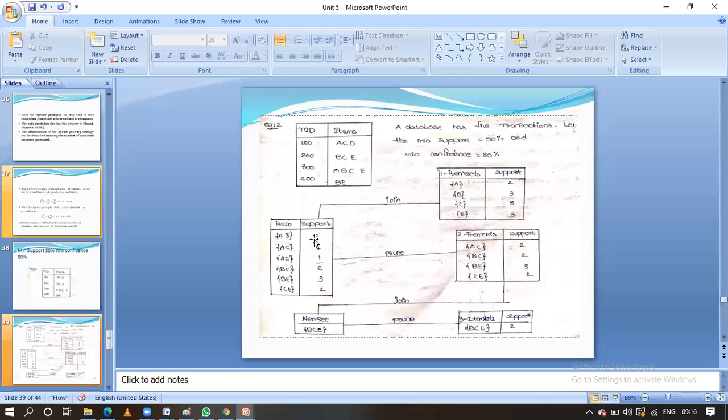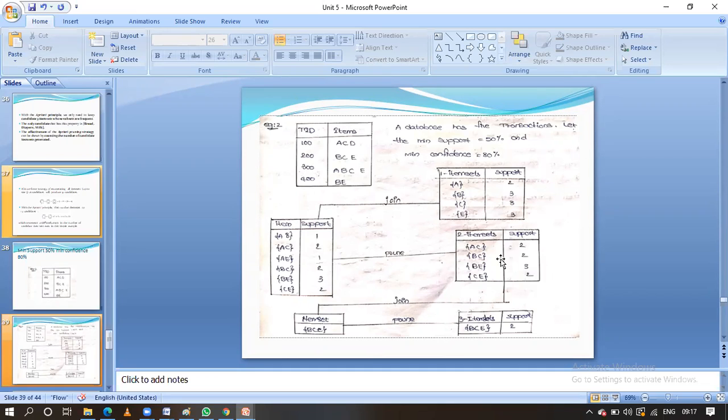Based on that, the ones with support less than the minimum support we have to remove here, guys. Like AB we have to remove and AE we have to remove. The values we got here are only AC, BC, BE and CE, and we write them here. This is the 2 item set, guys.